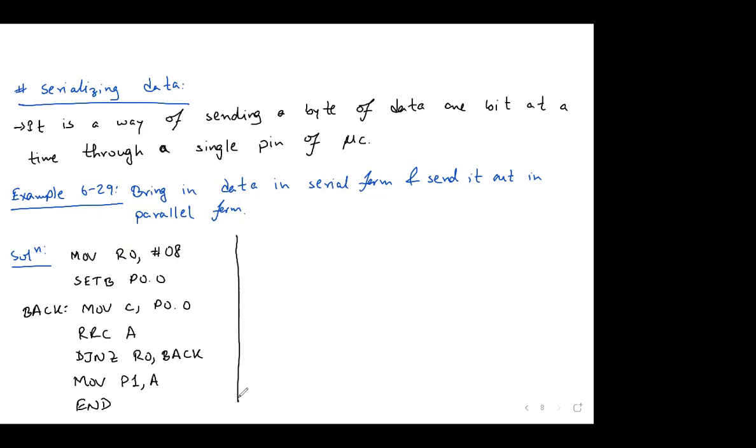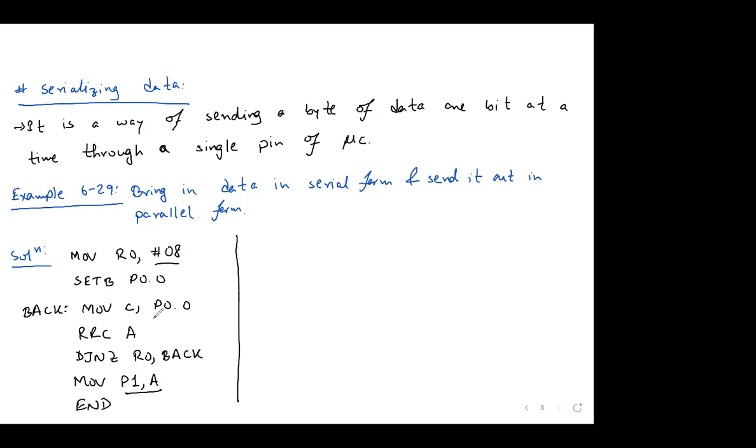And we repeat this 8 times because we know that the data is byte-sized. If we repeat this process 8 times, finally the entire 8 bits will be stored in the accumulator. Then when you execute this line, you are sending it out in parallel form, but you received it in serial form. I hope you have understood. If there is any question, again, you can ask.